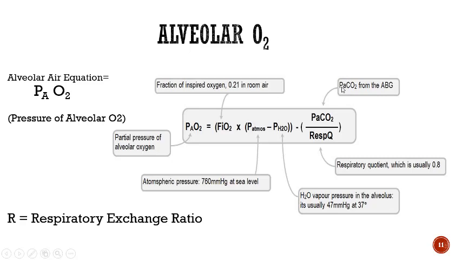P is still always going to be pressure, but this is the pressure of arterial carbon dioxide, and you get this number from an arterial blood gas. So you'd put that number here. You're going to divide it by the respiratory quotient, which is 0.8. That's always going to be 0.8, this respiratory quotient. And we'll talk a little bit more about where this comes from later. I'm going to pause on that one for right now.